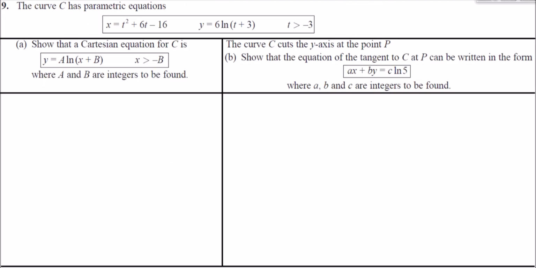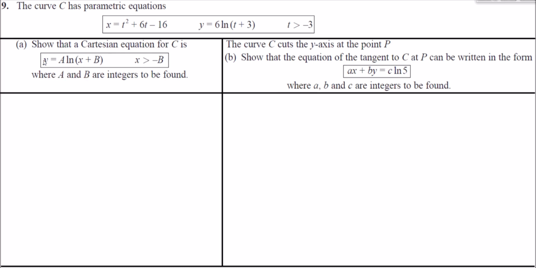Question 9, parametrics. We've got a parametric equation, or two in fact, x equals t squared plus 6t minus 16, and y is 6 lots of ln t plus 3. For part A, we need to show that a Cartesian equation for C is y equals a ln x plus b, where x is bigger than minus b. In other words, so that this natural log is defined. A and b are integers to be found.